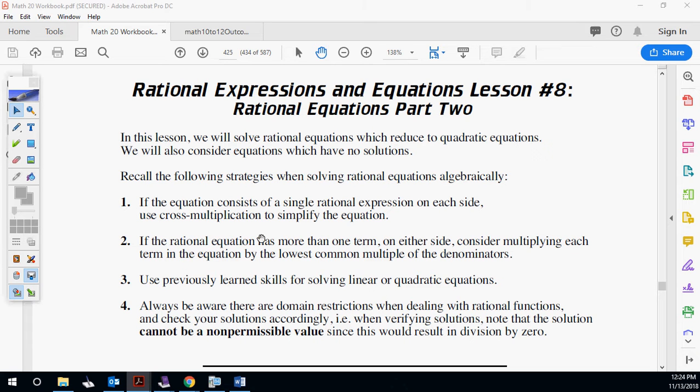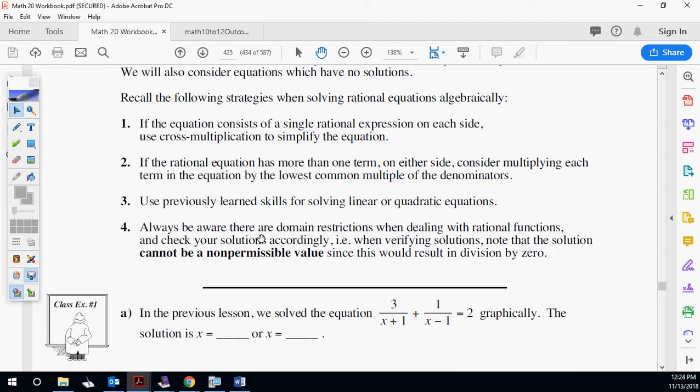Lesson 8, Rational Equations, Part 2. In this lesson, we will solve rational equations which reduce to quadratic equations. We will also consider equations that have no solutions. Recall the following strategies when solving rational equations algebraically.